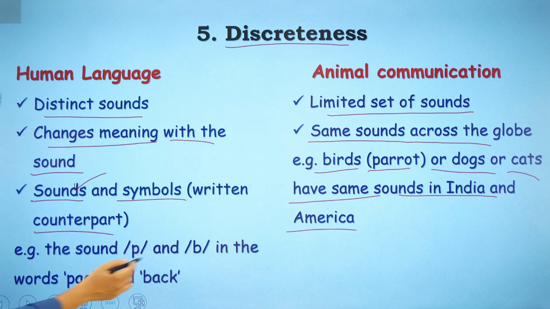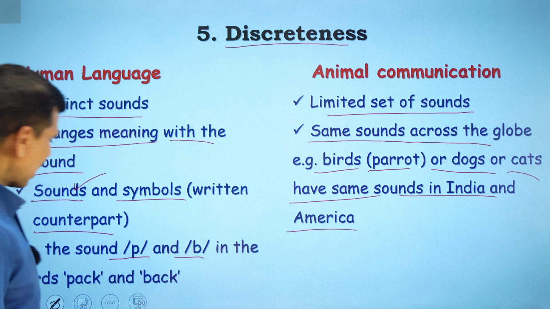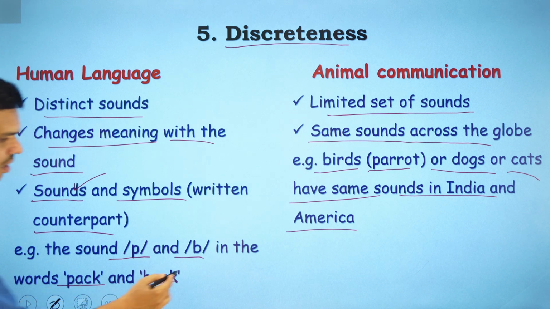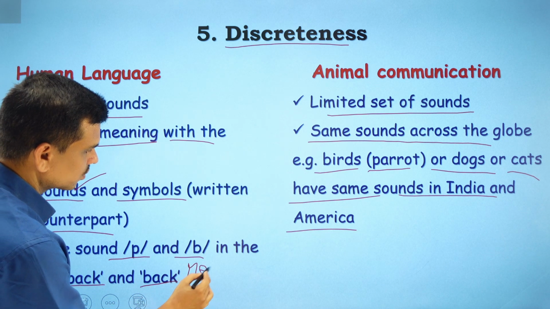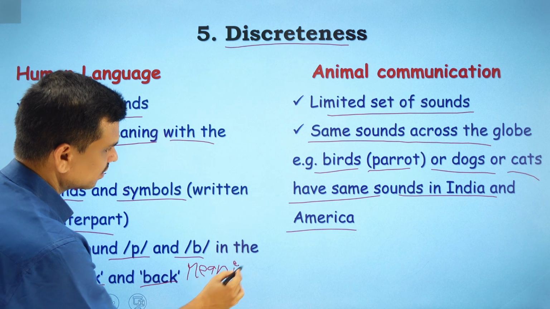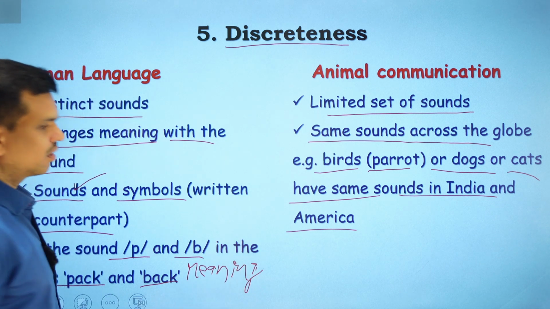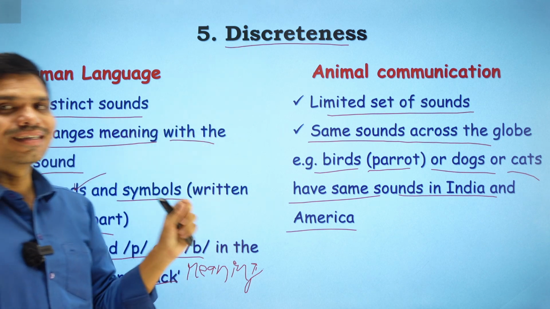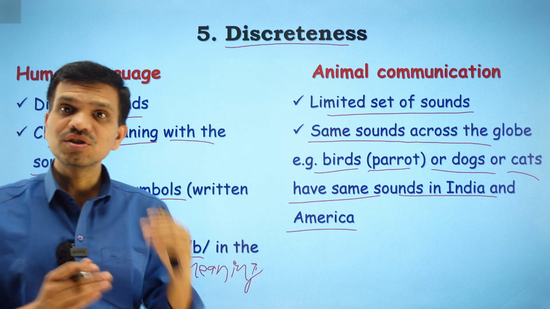For example, here we have the p sound and the b sound, and if we use these sounds in different combinations, for example the word pack and the word back, the meaning is different. So here the meaning changes, and this is a crucial feature of human language. This discreteness has a distinction.